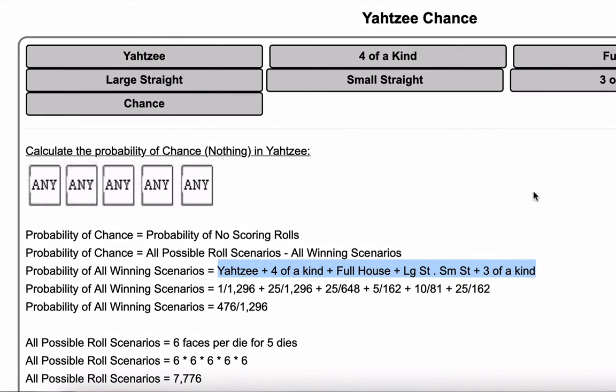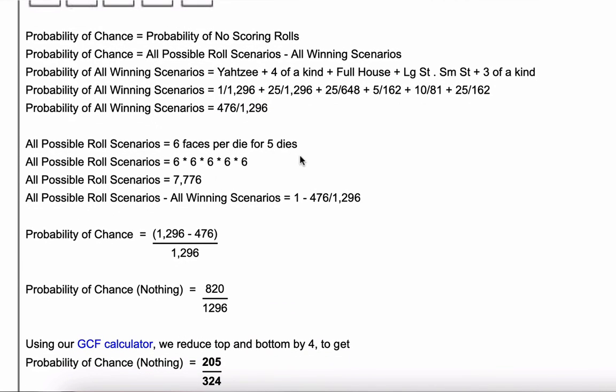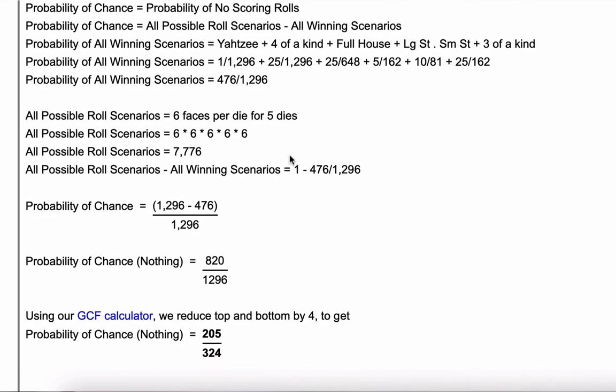So what I've done is I've gone back to all six scenarios that I did up here, 1, 2, 3, 4, 5, 6. I've taken all those probabilities and I've added them together. And what I got was this. Now, what I want to do is take 1 minus that, because anything but a winning hand is a chance hand.